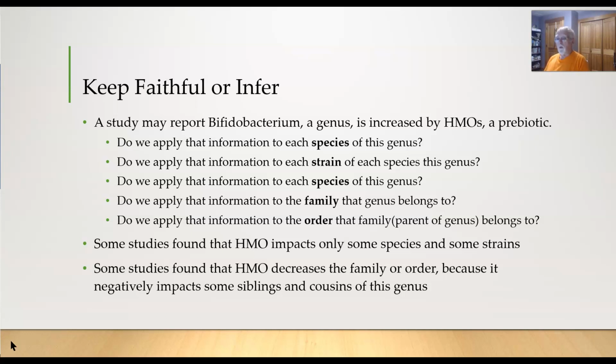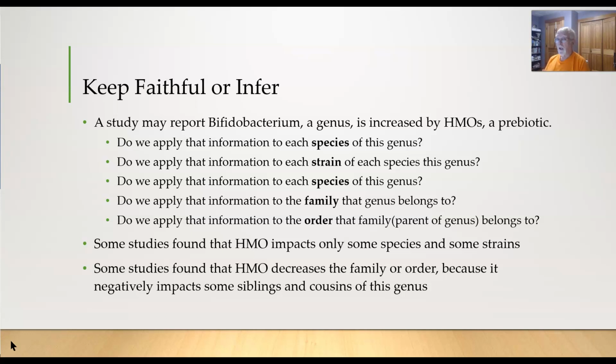Wait a minute, let's go the other direction. This is the genus. If we go up to the family, since Bifidobacterium goes up, shouldn't the family go up? And shouldn't the order above the family go up? Can't we just apply it for the whole hierarchy from top to bottom? And the answer is no. For HMO and other things, we find it impacts only some species and only some strains.